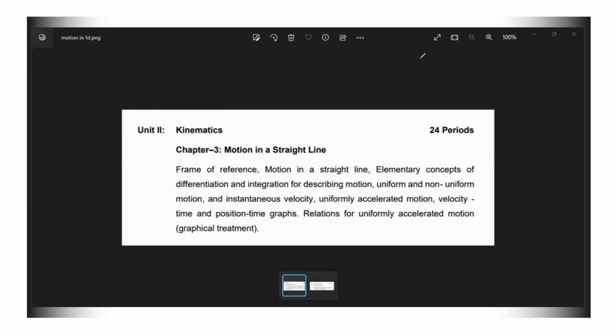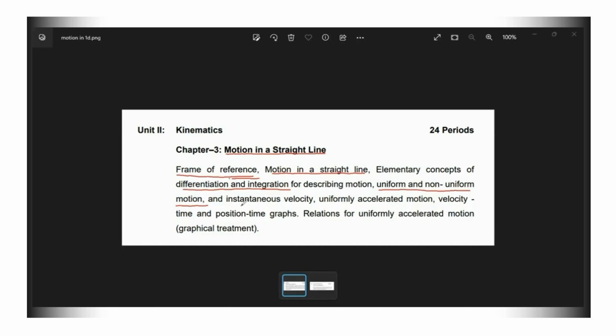Children, the second chapter of physics is motion in one dimension, also called motion in a straight line. Here you need to learn about the different frames of reference, that means from where we are taking the measurement. Then what we mean by straight line motion, some concepts of differentiation and integration, and then the two types of motion, uniform and non-uniform.